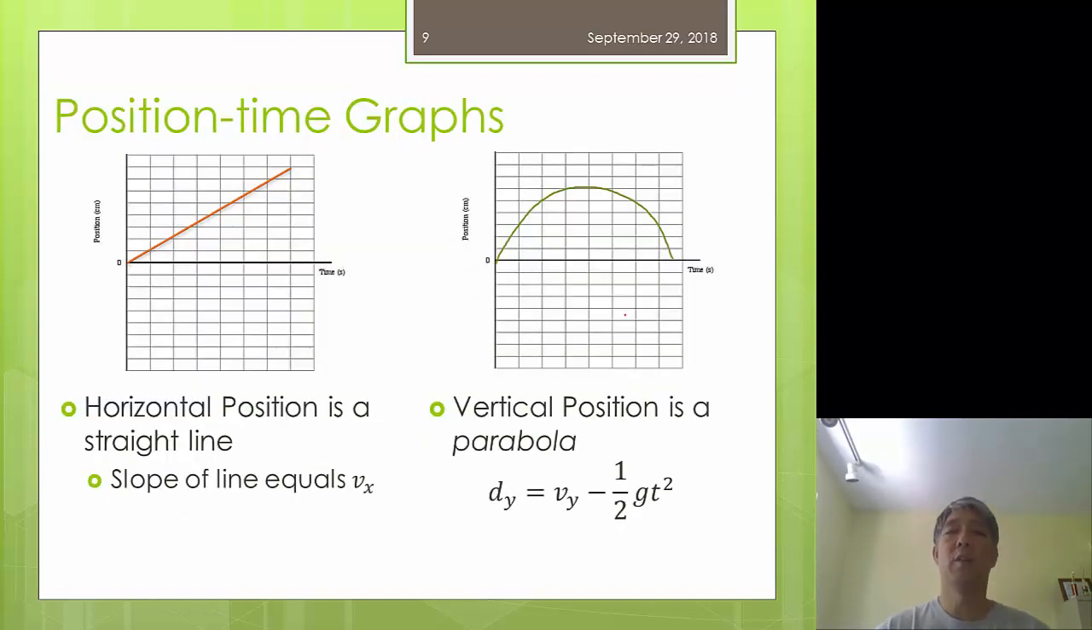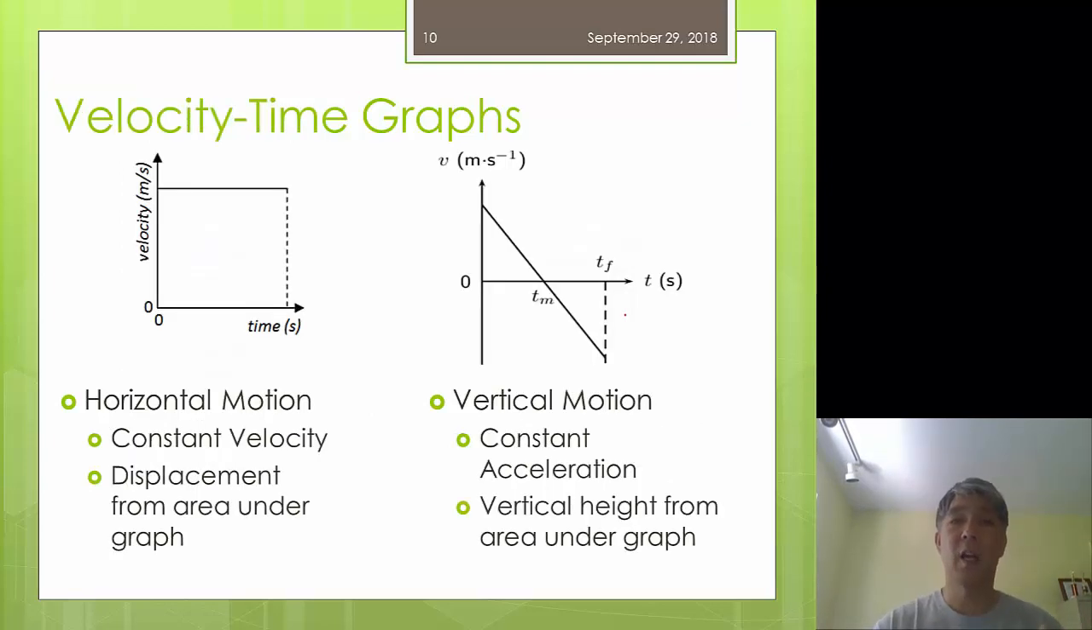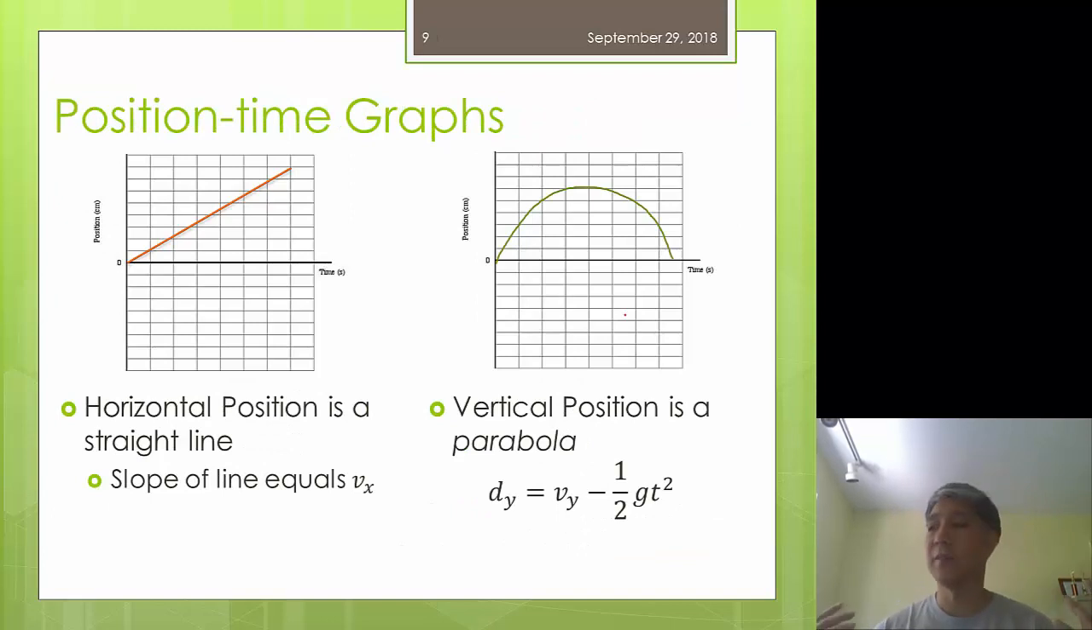So that brings us to our various graphs. Our position time graph, our velocity time graph, and our acceleration time graph, just like we talked about in the earlier set of slides. But now we're going to have 2 sets of graphs, one for the x-axis or horizontal axis, and one for the vertical axis or y-axis.